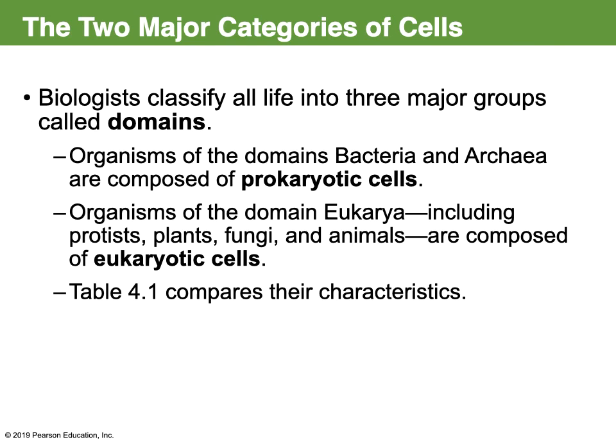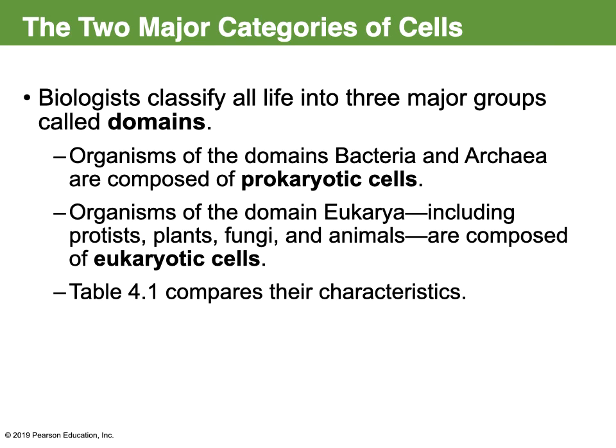Organisms of the domains bacteria and archaea are composed of prokaryotic cells. You can almost think of pro like pre, thinking of before. Kary, K-A-R-Y, refers to nucleus. So these are cells that don't have a nucleus. These are cells sort of before nucleus, as far as the internal anatomy of a cell. Organisms of the domain eukarya, that kind of gives it away, are composed of eukaryotic cells. These would be the protists, the plants, the fungi, and the animals. The prefix eu means true or real. So true nucleus versus before nucleus.